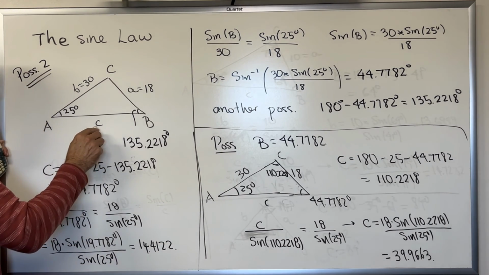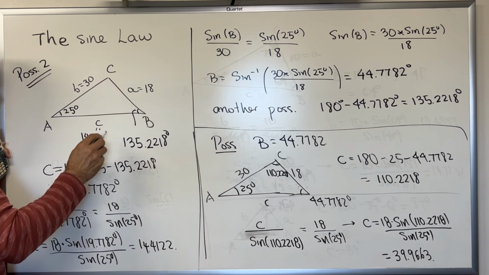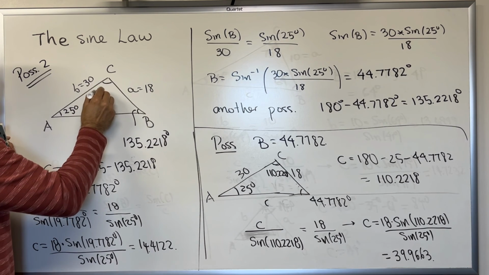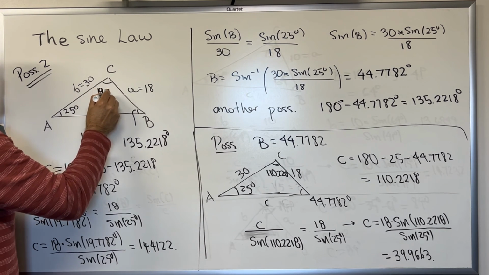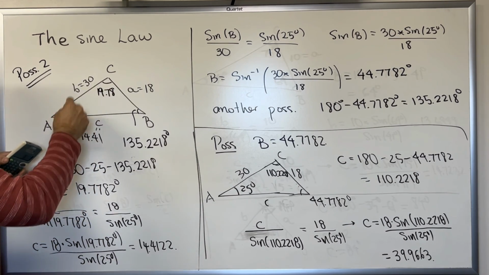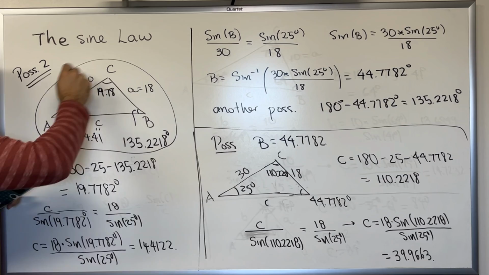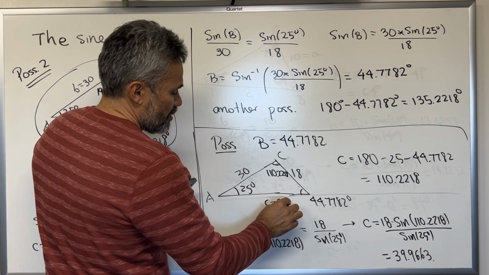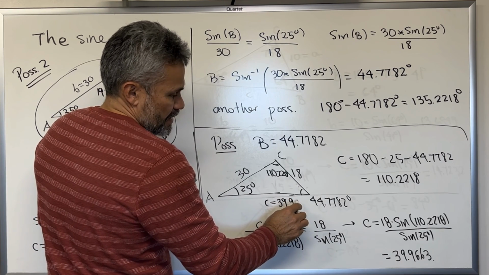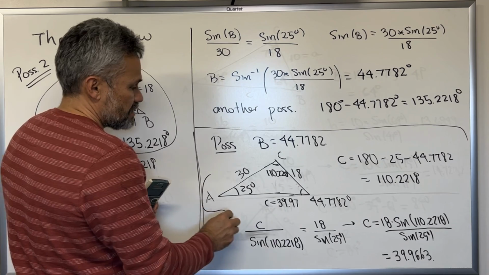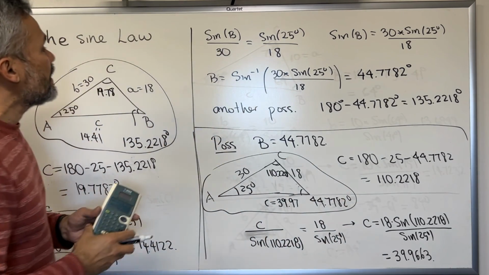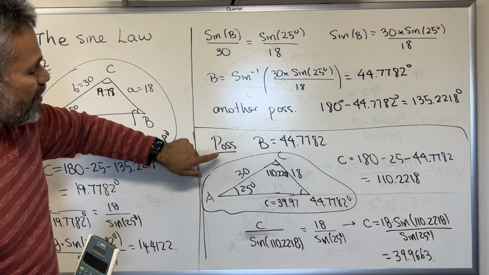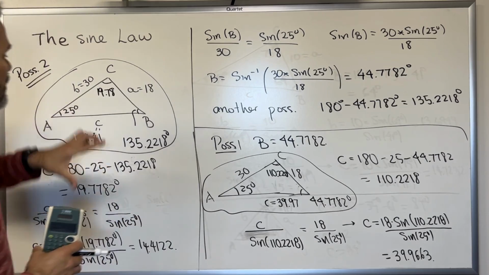Then we have the second triangle. For the second triangle, this C is approximately 14.41. This angle is 19.78 approximately, and we have everything for the second possibility. And for the first possibility, this C was equal to 39.97 approximately. Then for the case that we worked, there are two possible triangles. This is triangle number 1 and triangle number 2.